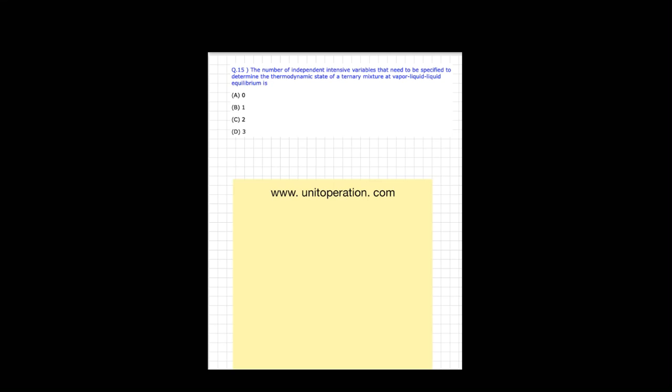Number 15, the number of independent intensive variables that need to be specified to determine the thermodynamic state of, assume this at equilibrium, a ternary mixture. So the number of components is equal to 3. Let's say you have 3 components A, B, C at vapor liquid equilibrium.